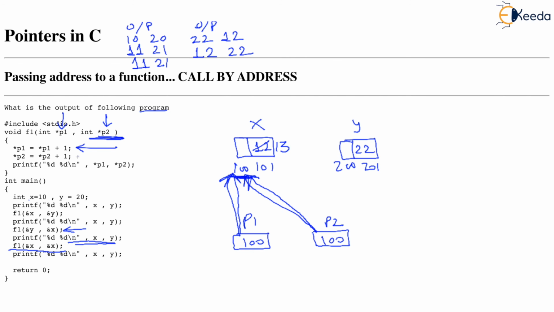And now incrementing asterisk p2 by 1 means incrementing x by 1. Remember, we are incrementing x by 1, but what is x already? X is already 13. Correct? So x will become 14. Just check this. It means both p1 and p2 were pointing to x, and incrementing p1 and again incrementing p2 means we are incrementing x 2 times. Next line is printing asterisk p1 and asterisk p2. But asterisk p1 means x, which prints 14, and asterisk p2 also means x, which prints 14.